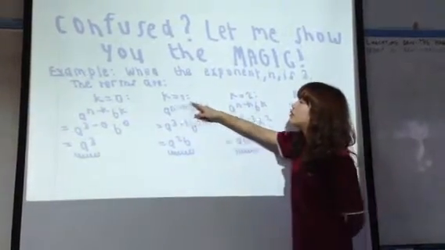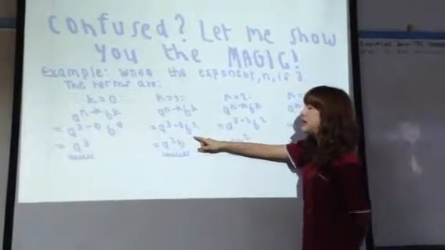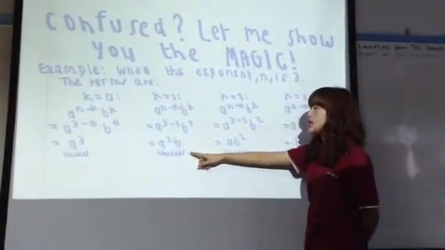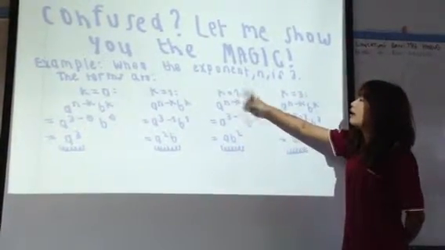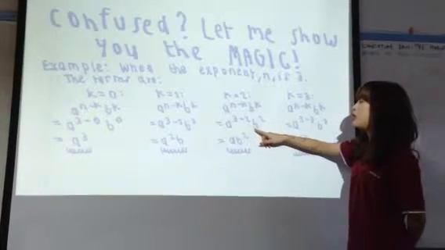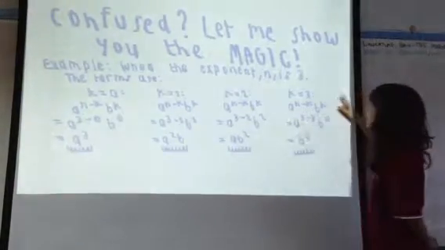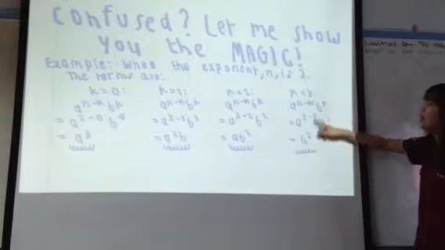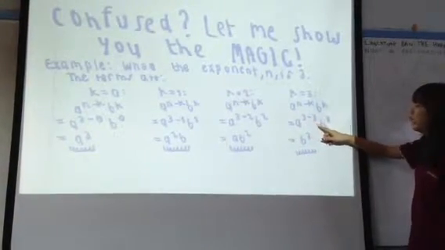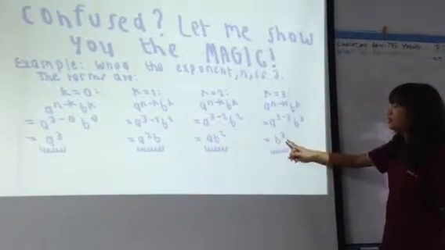And for k equal to 1, it's a to the power of 3 minus 1 times b to the power of 1, and that makes up a squared times b. And for k equal to 2, it's a to the power of 3 minus 2 and b squared, and that makes up a b squared. For the last one, it's k equal to 3, so that's a to the power of 3 minus 3 and then b to the power of 3, so it's b cubed.